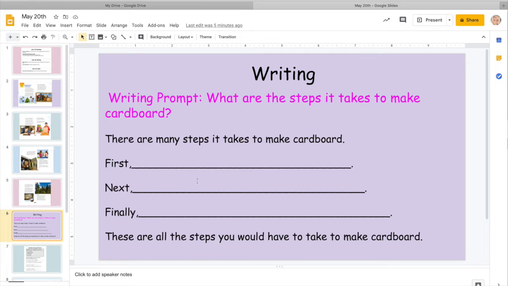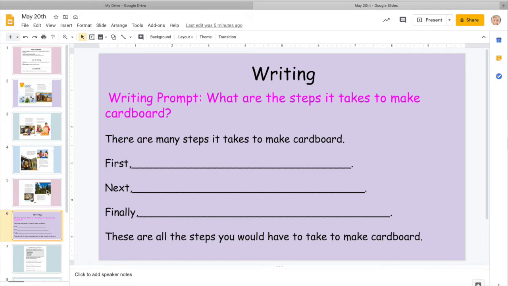So make sure you're just filling in that information for the outline, using a capital letter at the beginning of a sentence, and making sure we add that punctuation at the end. And if you follow these steps, that's going to give you a good 1, 2, 3, 4, at least 5 sentences, which is a really, really good paragraph.